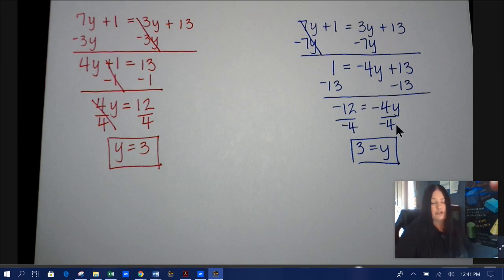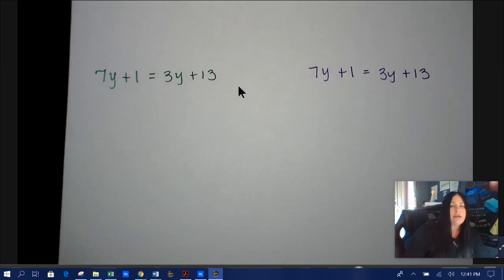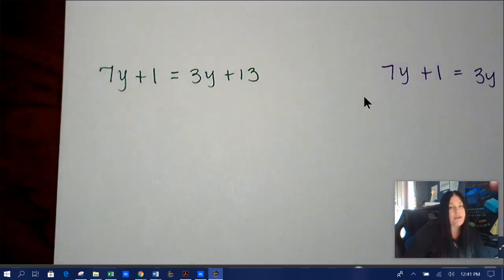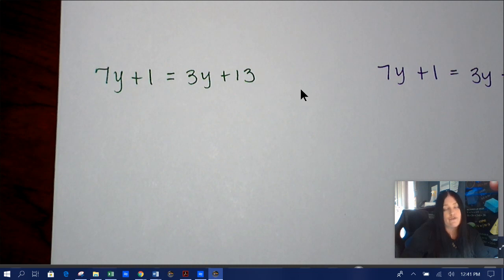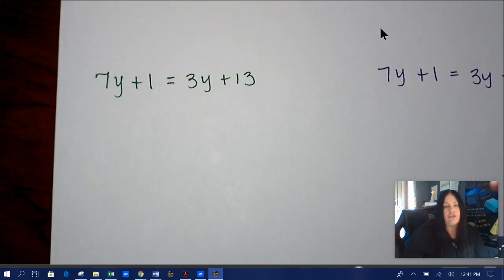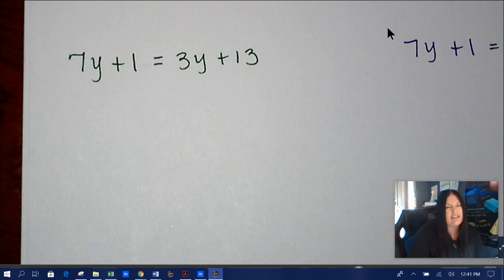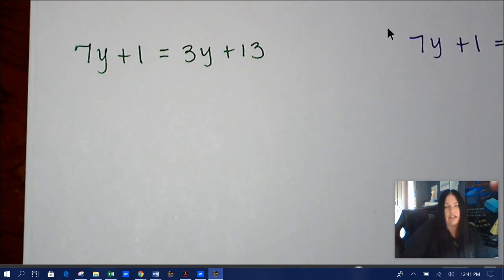So now what I want to show you, what if you don't cancel a letter first? So these problems down here, I'm going to solve by canceling the 1 or the 13 first. Because really, you can cancel the 7y first, the 1 first, the 3y, or the 13. There's 4 ways to solve this problem. So how you start the problem is everything. All right, let's look at this one.